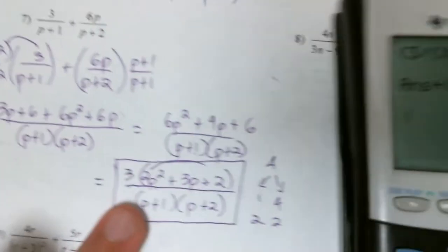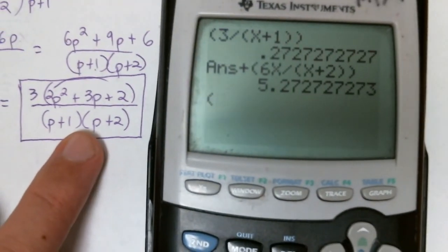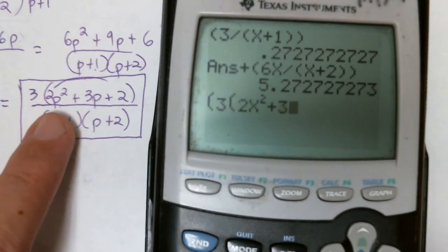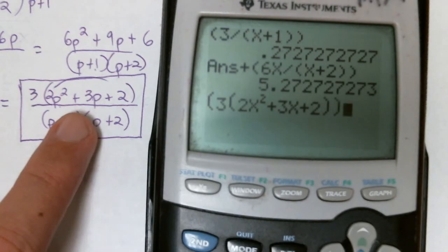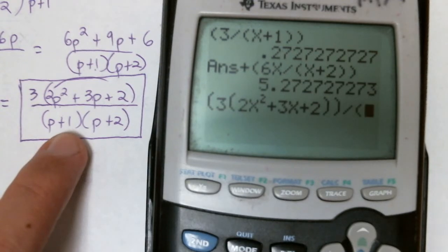Don't care what the number is. We think that's the same as all of this stuff. So parentheses 3, another set of parentheses. Remember, we're using x's. 2x squared plus 3x plus 2. Close both of those parentheses. Divided by 2 sets of parentheses. x plus 1. Close that. Open another one. x plus 2. Close both of those.